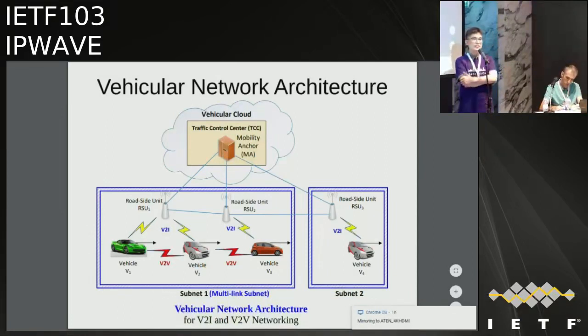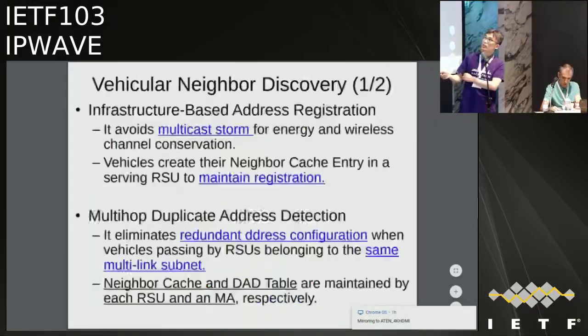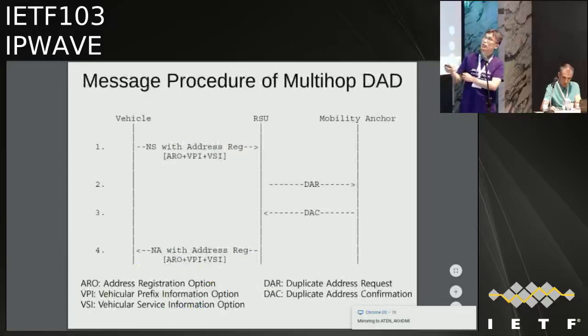Paul, when you say register, is it like a proxy? What exactly is the RSU function? RSU is kind of a proxy. Let me show you this one. The vehicle tries to send an NS with the address registration, and then the RSU receives it. First of all, it has a neighbor cache, so it can cache its address. Then, using duplicate address registration, it has the DAD table. It takes a look at its DAD table. If it is a conflict case, the duplicate address confirmation says there is a conflict. Otherwise it is okay, and then it can acknowledge the assignment, and that is enough.